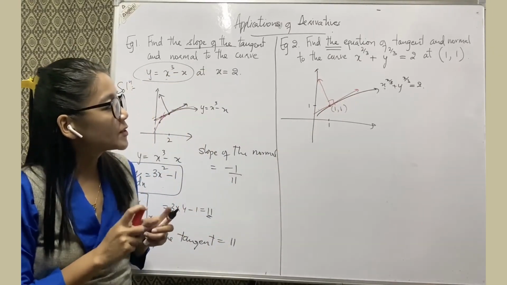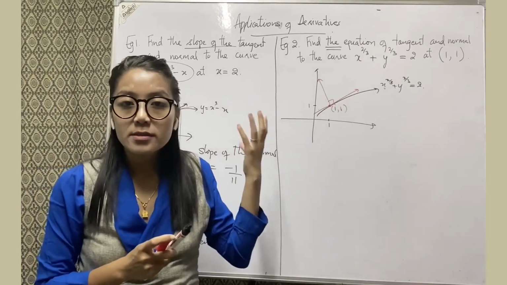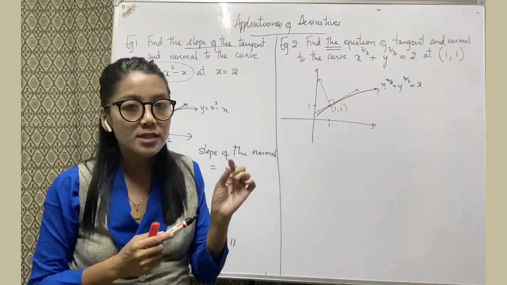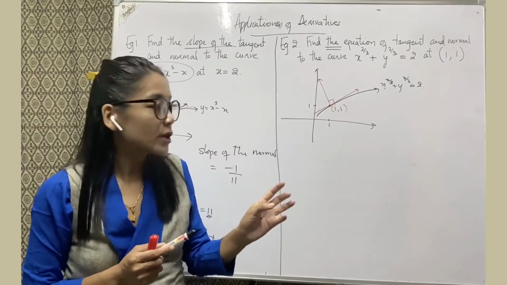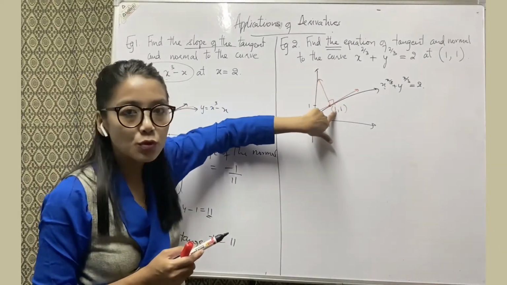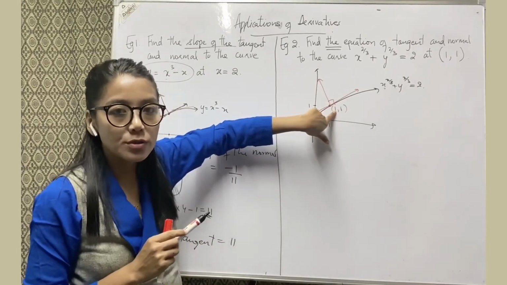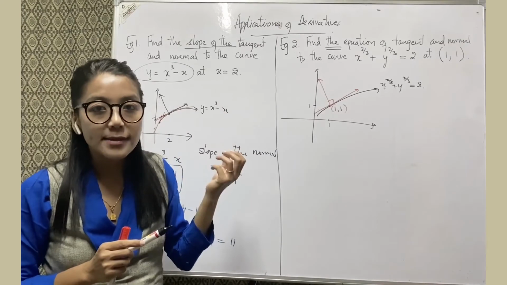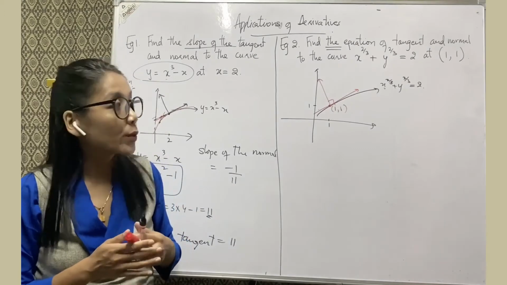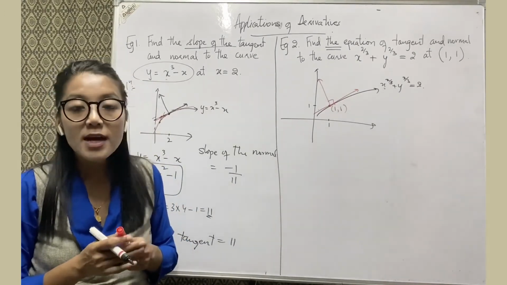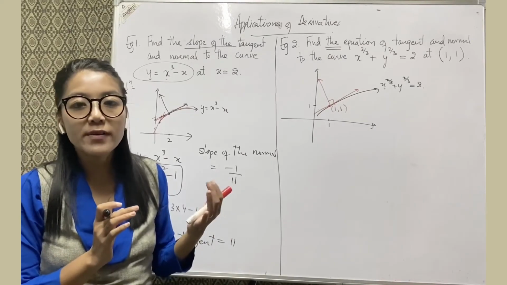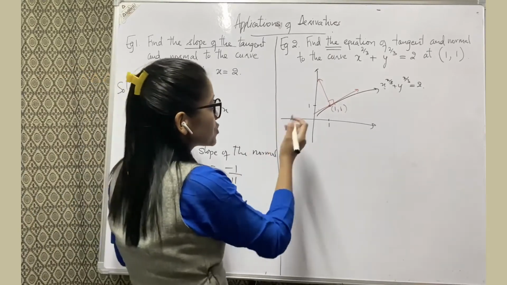So to find the equation of the tangent, I recalled earlier that to find the equation of a line passing through a point, you need the slope of the line also. Now we know that the tangent is passing through point 1, 1 as well as the normal is passing through point 1, 1. But to find the equation, we need the slope of these two lines. So to find the slope of the line, we are going to apply derivative. This is how we are going to apply derivative in finding the equation of tangent and normal. Derivative gives us the slope of the tangent and normal, using which we can find the equation of the tangent and normal. So first of all, we are going to do that.